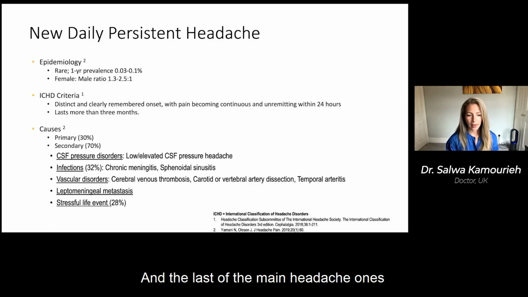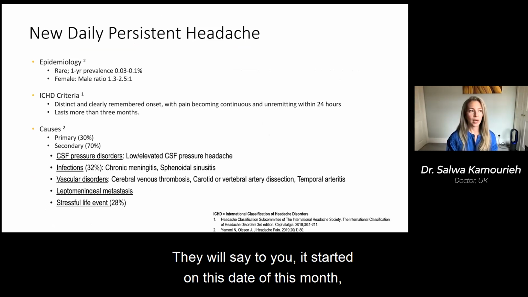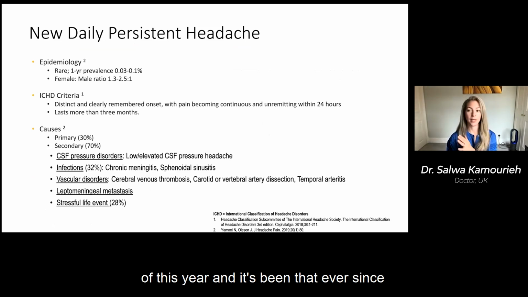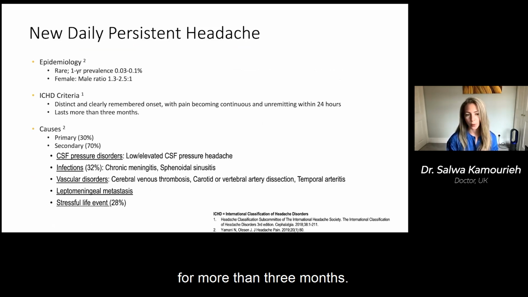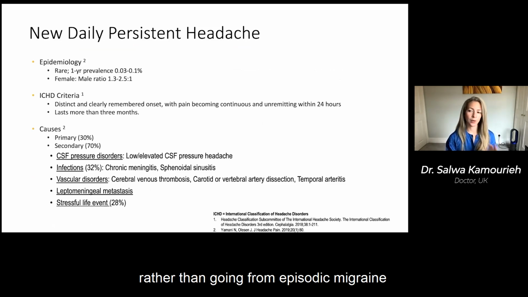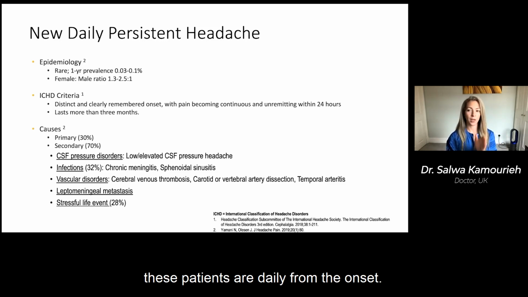And the last of the main headache ones I'm going to be covering today is that of new daily persistent headache. Now, this is rare. The 1-year prevalence is 0.03 to 0.1%. And in terms of the criteria, it is a very clear and distinct onset. Patients will know when their headache started. They will say to you, it started on this date of this month of this year, and it's been there ever since, and it's never gone away. It's there 24/7, and it's got to have been there for more than 3 months. And that is the difference. Rather than going from episodic migraine and gradually increasing in frequency, these patients are daily from the onset.